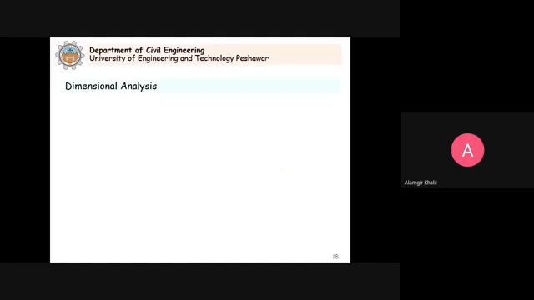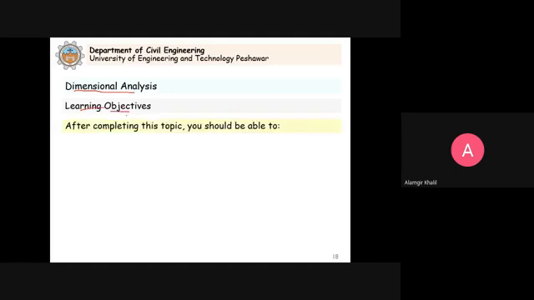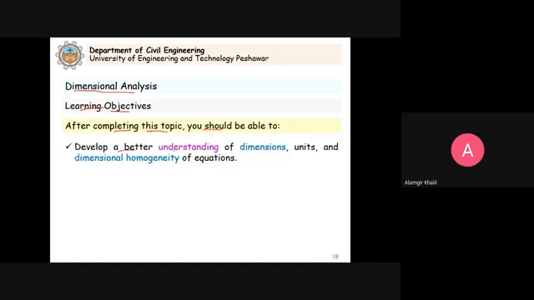Now the next parallel topic to this is the dimension analysis. So we study some introduction, then we will continue this discussion in the next class. This dimension analysis, what is this? The learning objectives for this topic. After completing this topic, you should be able to develop a better understanding of dimensions, units, and dimensional homogeneity of equations.